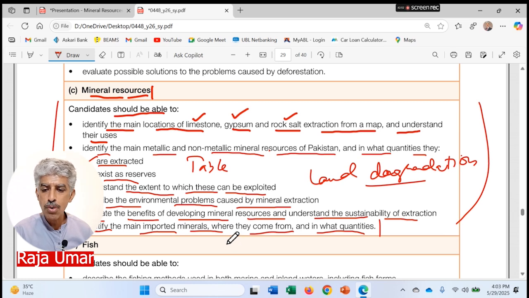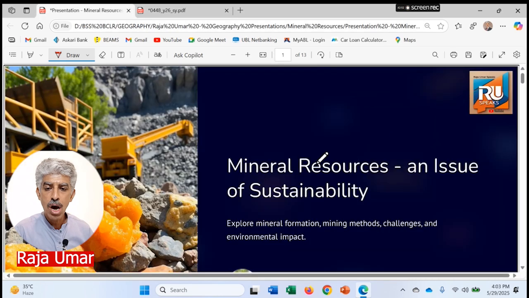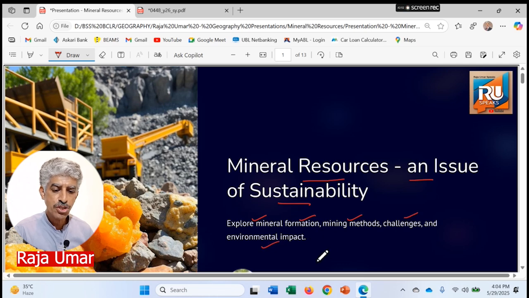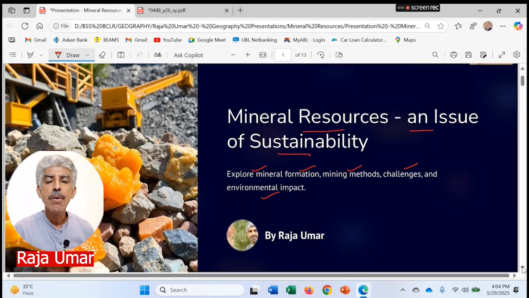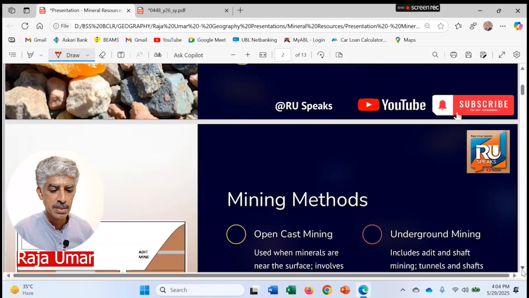So this is how we are going to talk about these topics in our lectures related to the mineral resources, and they may take about 2-3 lectures to discuss all of these topics. Now moving on to the presentation. Here we have the presentation of mineral resources and issues of sustainability, exploring mineral formation, mining methods, challenges and environmental impact. All these things are in this presentation, but they may not be covered in a single lesson today. We might have about 2-3 lectures on these.